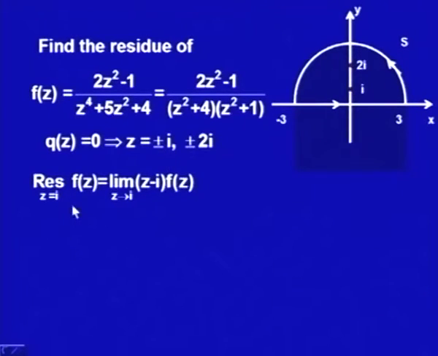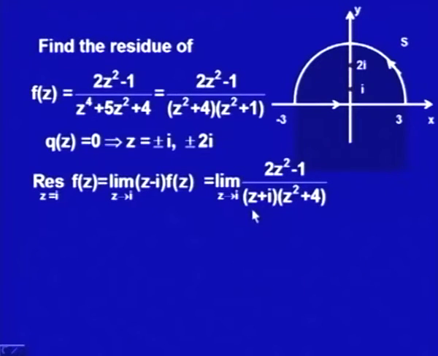So, residue at z is equal to i of f(z) would be the limit as z is approaching i, (z minus i) times f(z). This we could write as (2z² minus 1) upon (z² plus 4)(z² plus 1). This z² plus 1 we could write as (z plus i)(z minus i). So, when we are multiplying it by (z minus i), we would get (2z² minus 1) upon (z plus i)(z² plus 4), limit as z is approaching i.